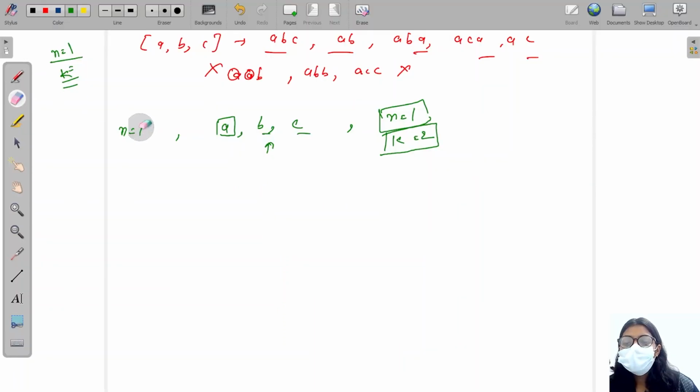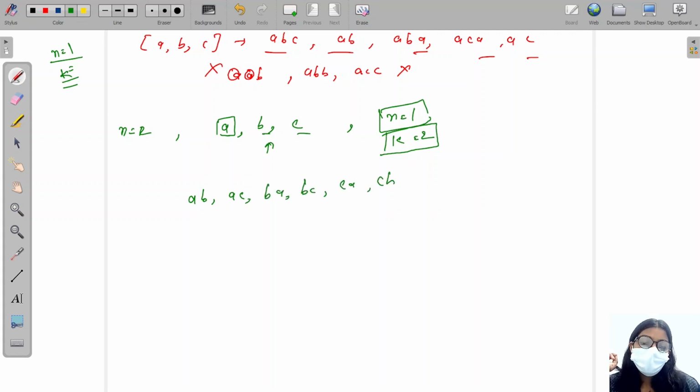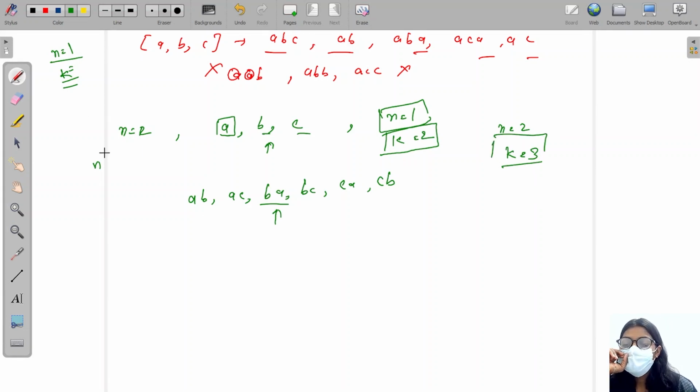Now similarly for n is equal to 2, we have AB, AC, BA, BC, CA, CB. If I say for n is equal to 2, give me the third happy string, the third happy string would be BA. So this would be my answer. From here you get to know that k can be greater, for n greater than 2 there would be so many strings, so k's value can be anything. So if I say for n is equal to 3, give me the seventh happy string.